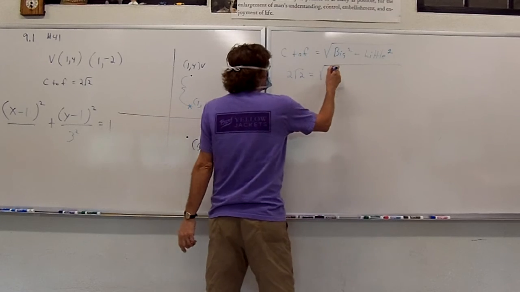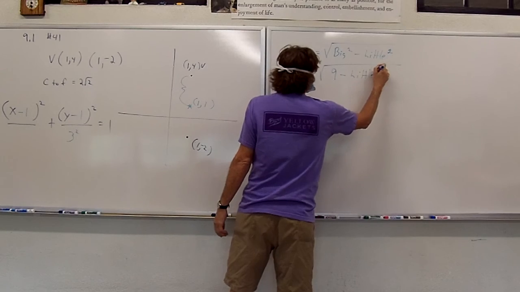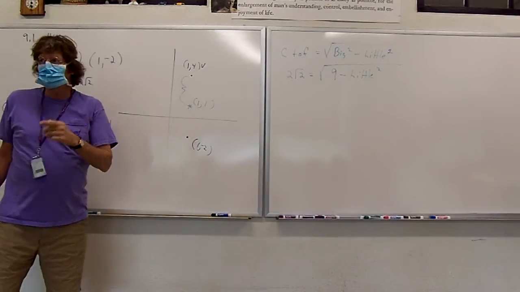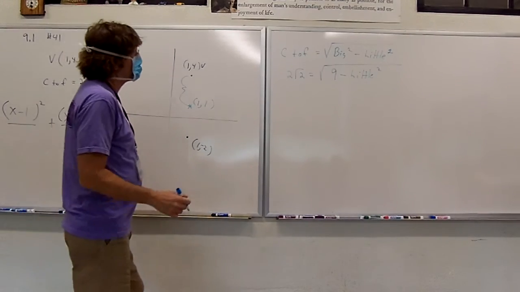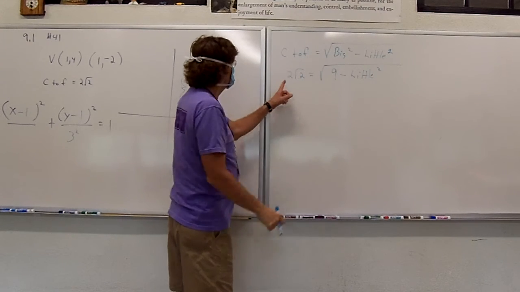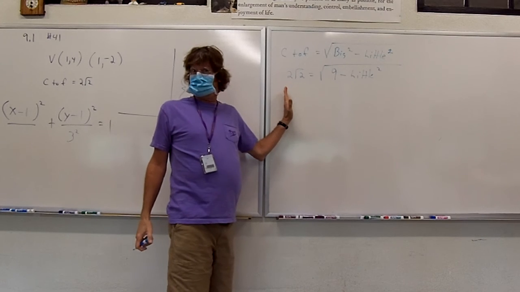The big number squared is how much? 9. And why do we know it's the big number? Because the big number is always the one that we counted squared on the long axis. Now, when you square both sides, you square this, you're going to square the 2, that's 4. Square root of 2 squared is 2, so you're going to get 8.